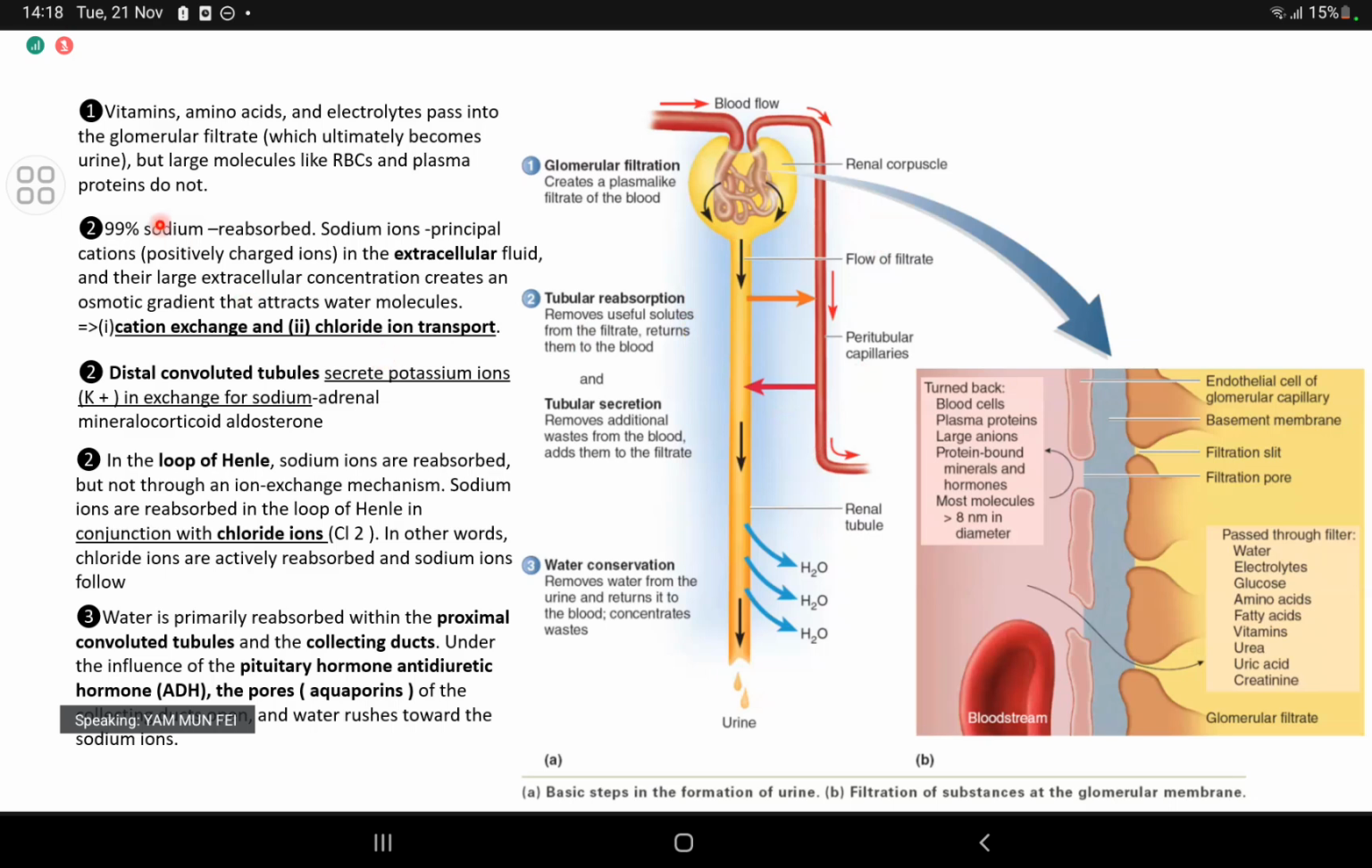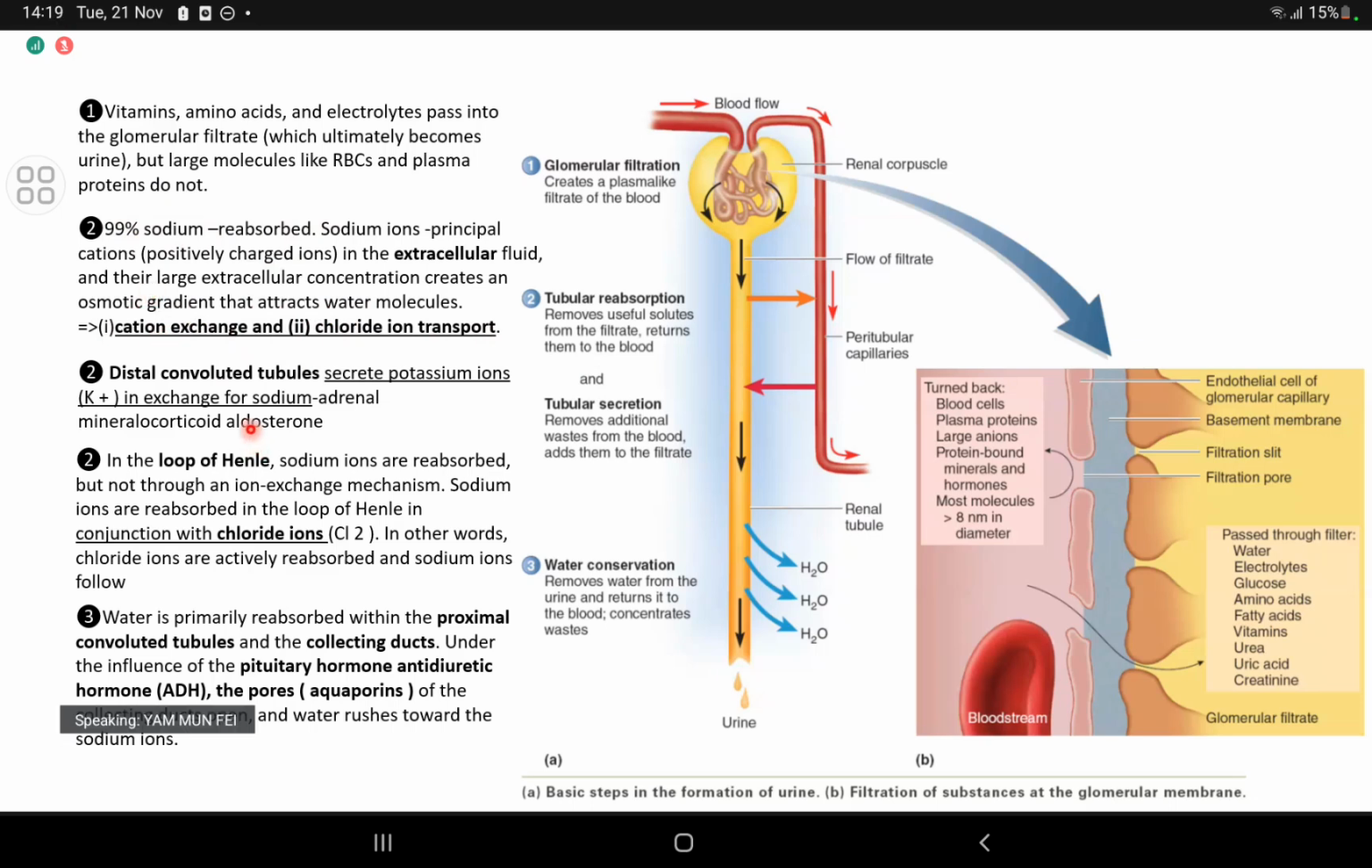So this 99% of sodium we reabsorb through two pathways. One is cation exchange. Cation exchange refers to positive ion exchange, like potassium ion. The second one is chloride ion transfer. Chloride is negative charge, isn't it? So these two are important for your sodium reabsorption process. Okay, you need to remember these two.